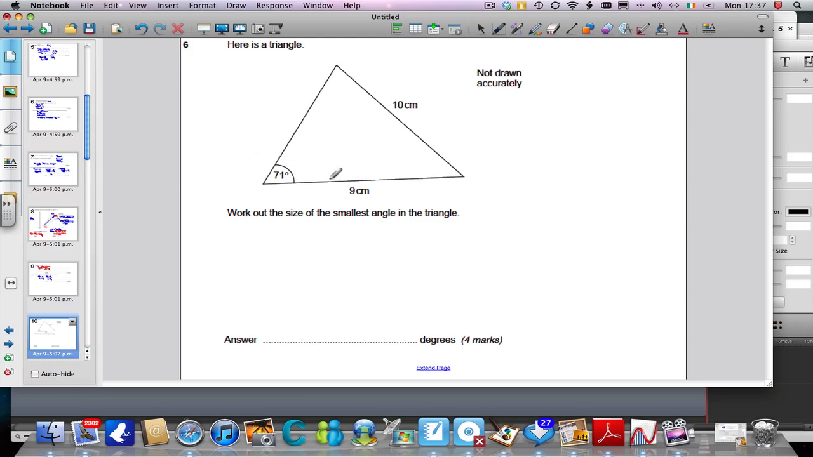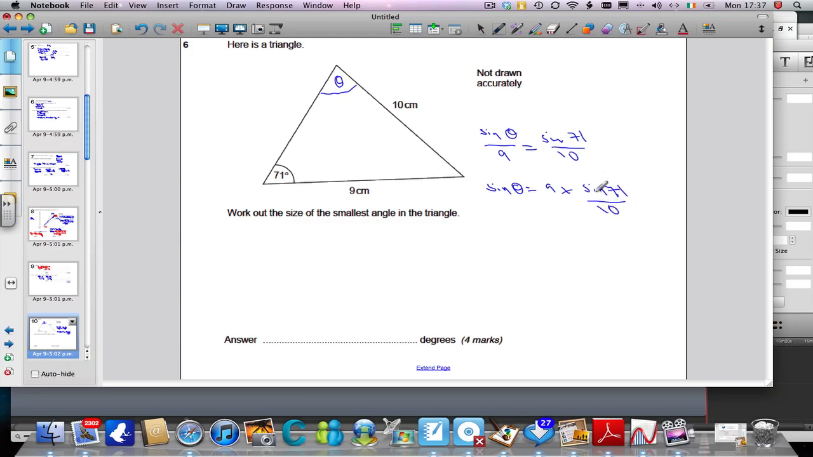Moving on, we're given a triangle here and we're asked to work out the smallest angle in the triangle. So I've got an angle here and I've got the opposite side. I've got a side here, and I'm guessing I'm going to want to work out this, call it theta if you like. So using some trigonometry and the sine rule, we know that the sine of theta divided by 9 should be equal to the sine of 71 divided by 10. That means sine of theta should be equal to 9 times by sine 71 over 10.